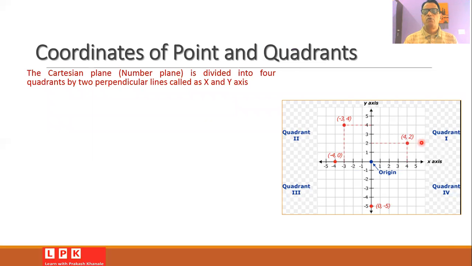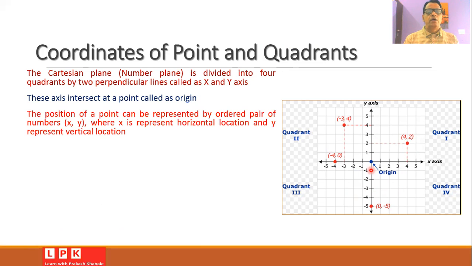So this is the first quadrant. Then this area is called the second quadrant. This area is called the third quadrant. And this area is called the fourth quadrant. The lines meet at a point, and that point of intersection is called the origin.